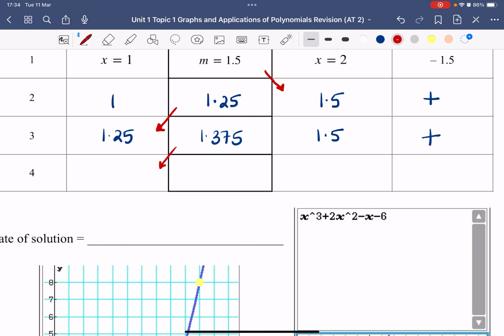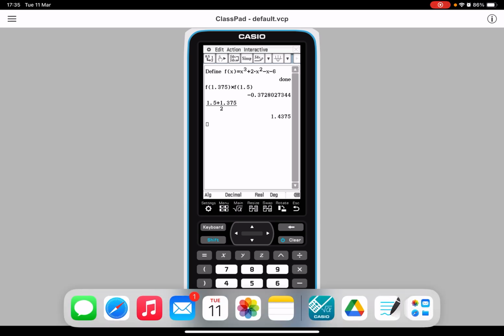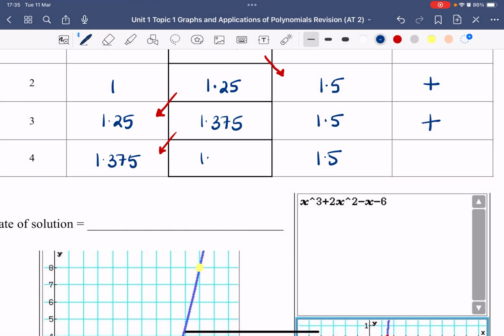That midpoint goes there. We get 1.375 and 1.5, and now we want the midpoint between those two. We can use our calculator to do that, and we get a midpoint of, what am I doing? It's in here, 1.5 and 1.375. There's our midpoint, 1.4375.